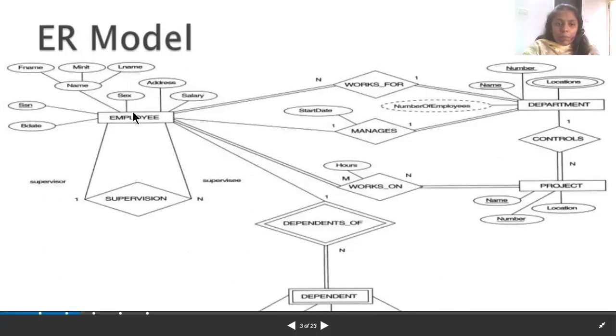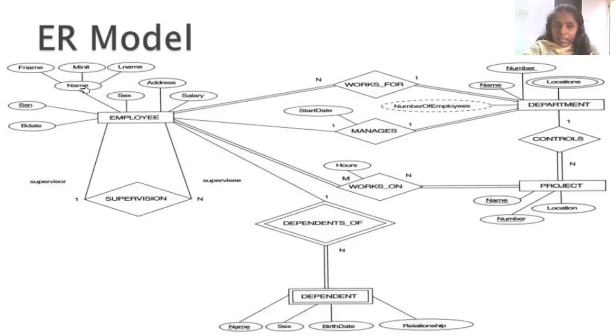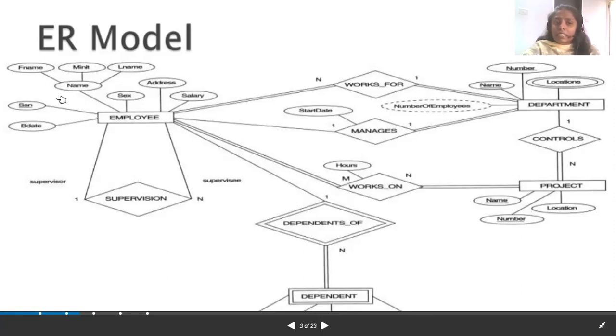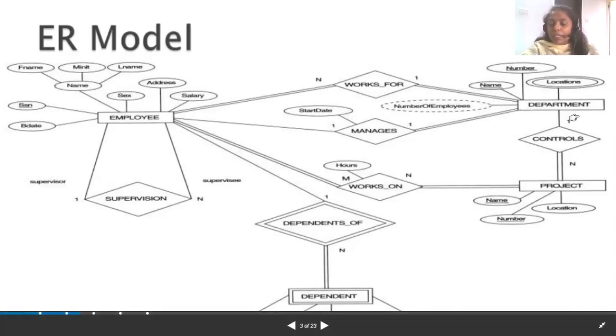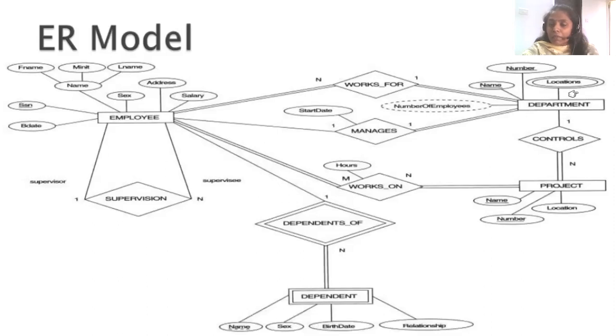So here, employee doesn't have any multi-valued attribute, but a composite attribute is available. That means the name is split into first name, middle name, last name. That is available, but this name is not a multi-valued attribute. But the department has a multi-valued attribute. You can see that location is represented within a double oval symbol. So that is a multi-valued attribute.